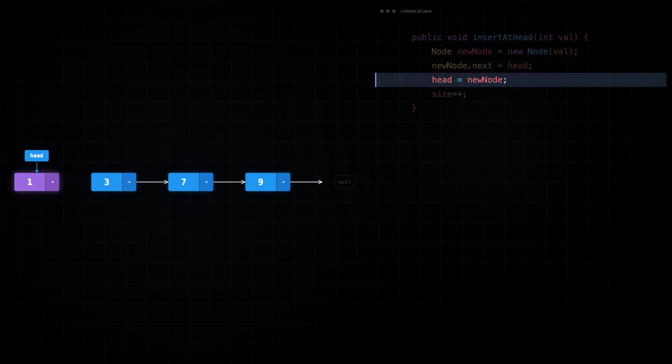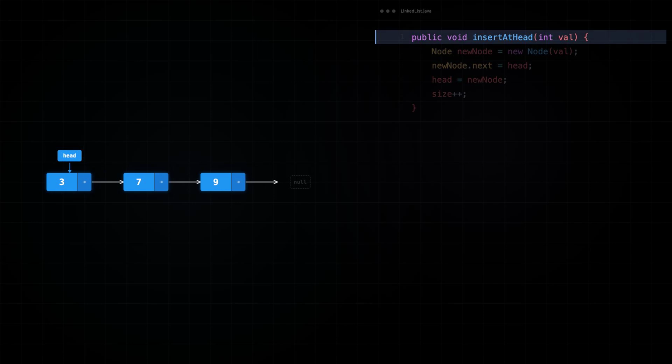But here's the thing. What if we move the head pointer to the new node first? See the problem? We lost the connection to 3, 7, and 9. Those nodes are completely unreachable now. So the order matters. We have to link the new node first before touching head.